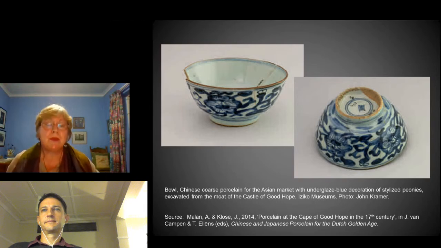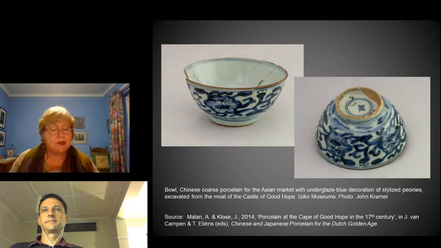So they were not made at Jingdezhen, the porcelain center. They would have been made in southern China, at private kilns in the provinces of Fujian and Guangdong. It was widely used as domestic pottery in China and also exported to Southeast Asia and to the Cape, as I've said before. Coarse porcelain most probably was not intended for the European tables, the European market.